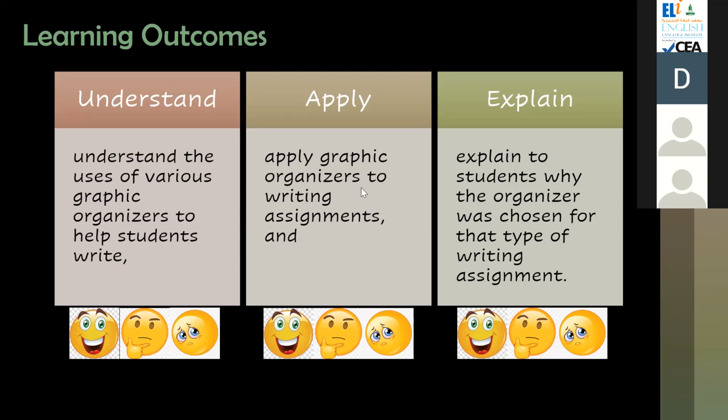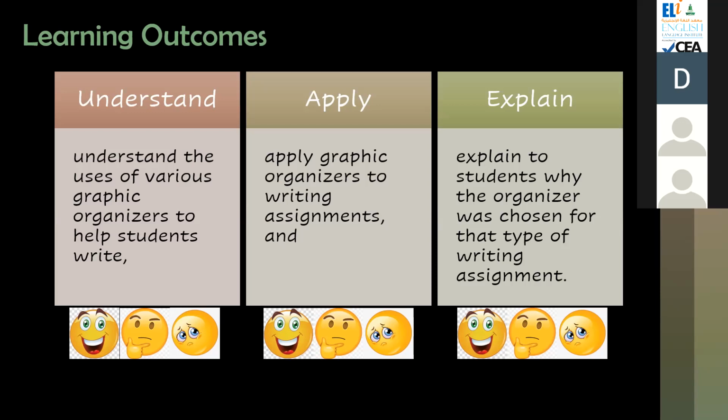Do you think you can apply graphic organizers to writing assignments? If you are not being given an organizer to scaffold, can you pick the right type of graphic organizers for the writing assignments you're giving your students? Are you comfortable with that? Hey, yeah, I got this. I want to look at more graphic organizers. I'm not sure I know enough about graphic organizers to do that. And again, you're going to think of that for yourself.